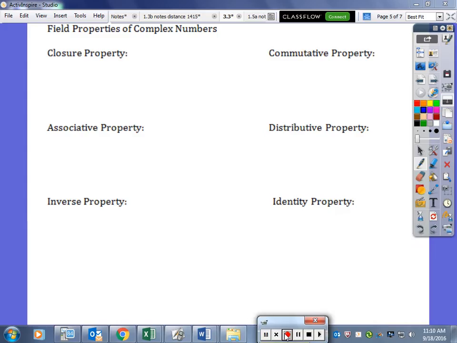So let's talk about the field properties of complex numbers. The commutative property, and we have two of them, of addition, goes like this. 2 plus 3i, this is an example, plus 4 plus 5i is the same as 4 plus 5i plus 2 plus 3i.